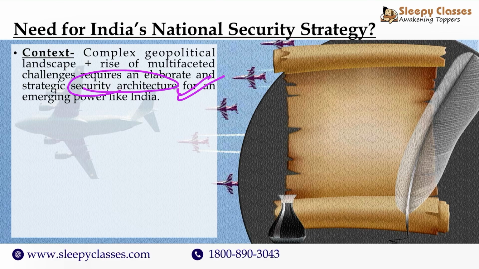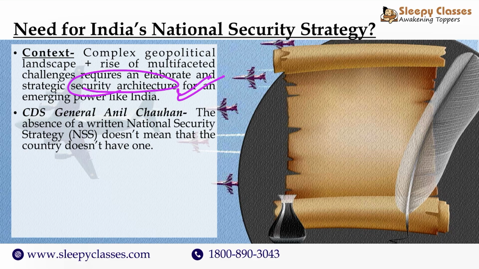Now, Shiv Shankar Menon also remarks upon this. He says, look at the kind of things that happen in Israel. In fact, in recent times, one of the things CDS General Anil Chauhan has mentioned is that just because India does not have a written national security strategy does not mean that we do not have one. We have some sort of joint coordination operation. Look at the way in which we responded in Uri or Balakot, or the way in which India has been responding even to non-traditional security crises like the COVID-19 pandemic. So we have some sort of structure in place.